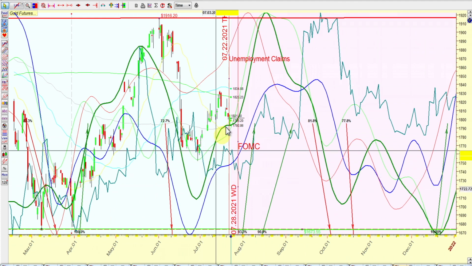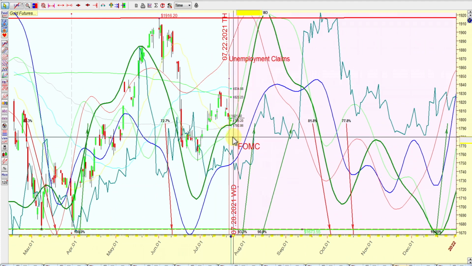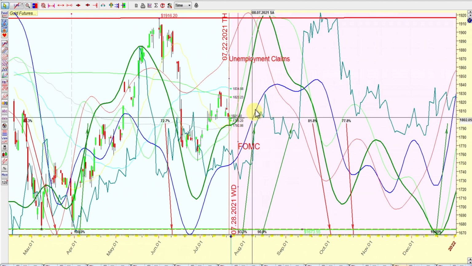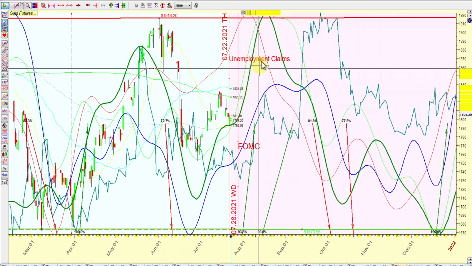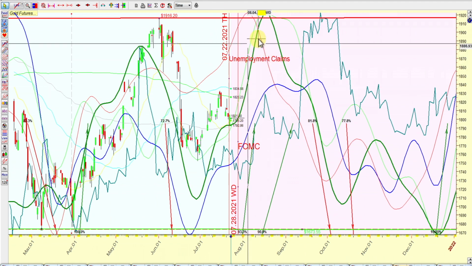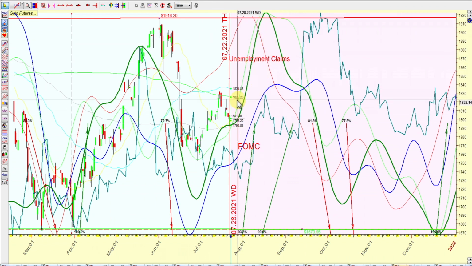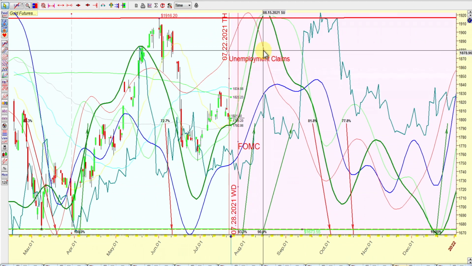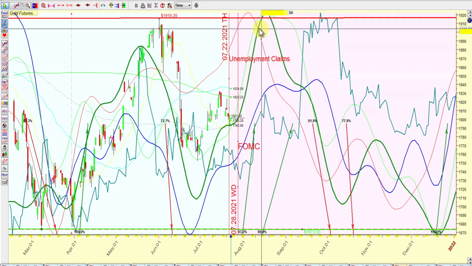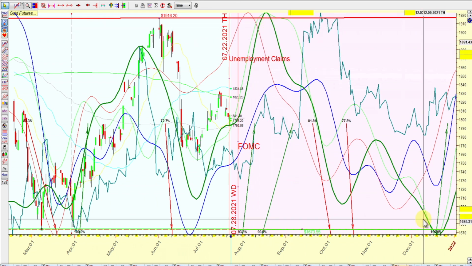This is the decennial, it's going up. The blue one, annual, is going up. The fast and the mid. So all the seasonals are pointing to higher price action towards the end of the month and the beginning of the month of August. And then it kind of tops out somewhere in the middle.